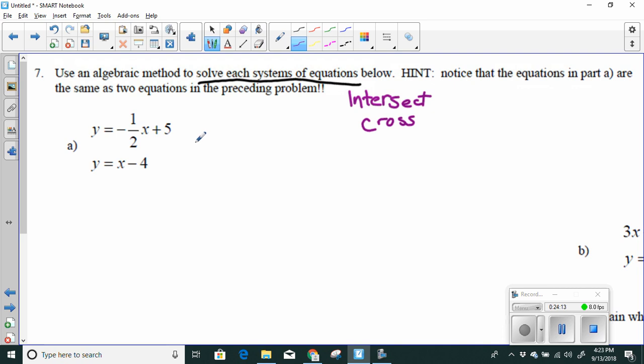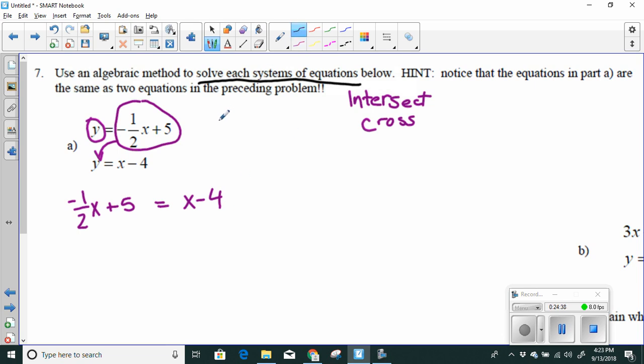Most people knew that to start solving this system of equations, you can substitute. You can say, all right, I know that y equals all this stuff, so I can take this stuff and substitute it in for y. So we'd have negative 1/2 x plus 5 equals x minus 4. And this is where a lot of people stopped or got confused because of a fraction.